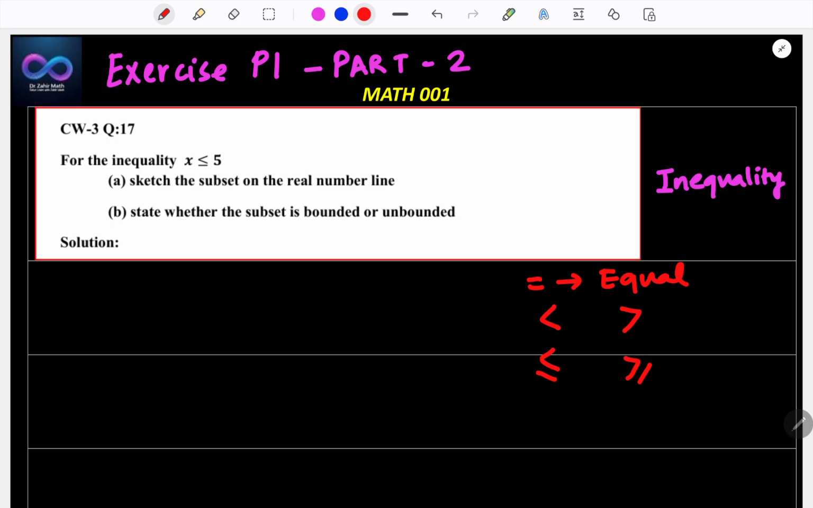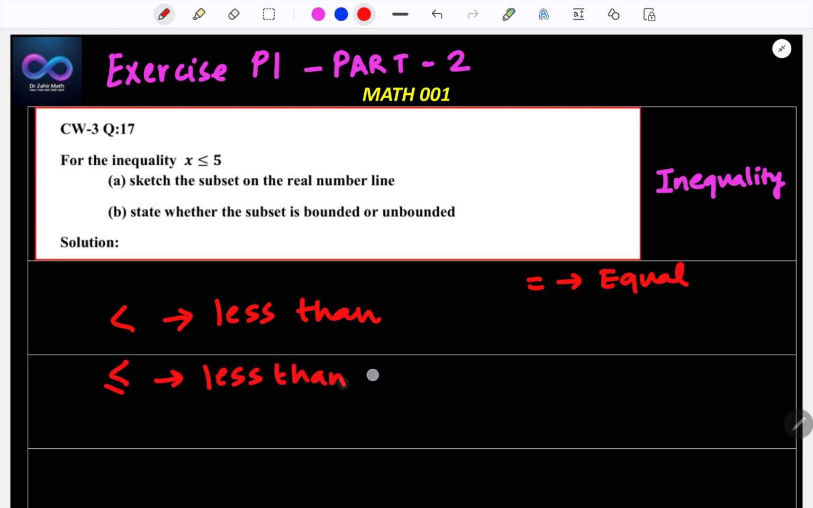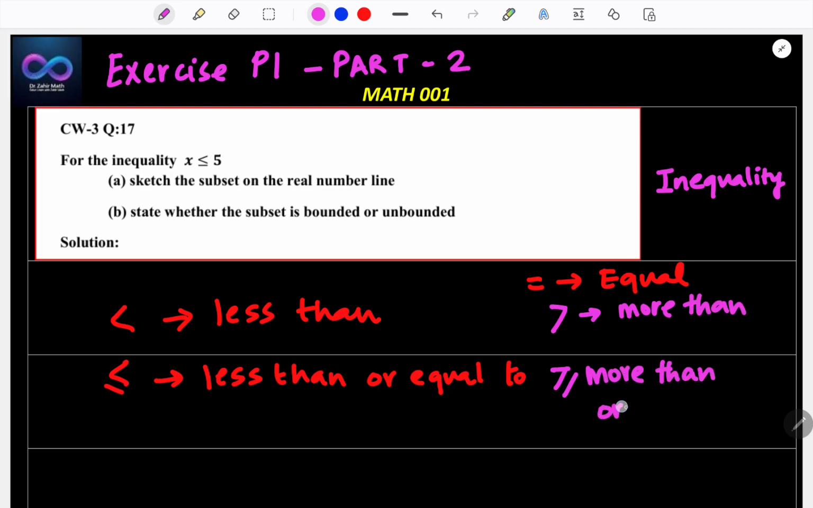So let me write all these things in easy words. This one is less than. This word is less than, and this word is less than or equal to. And this word is more than. This is more than or equal to. These four symbols or notations are called inequalities.